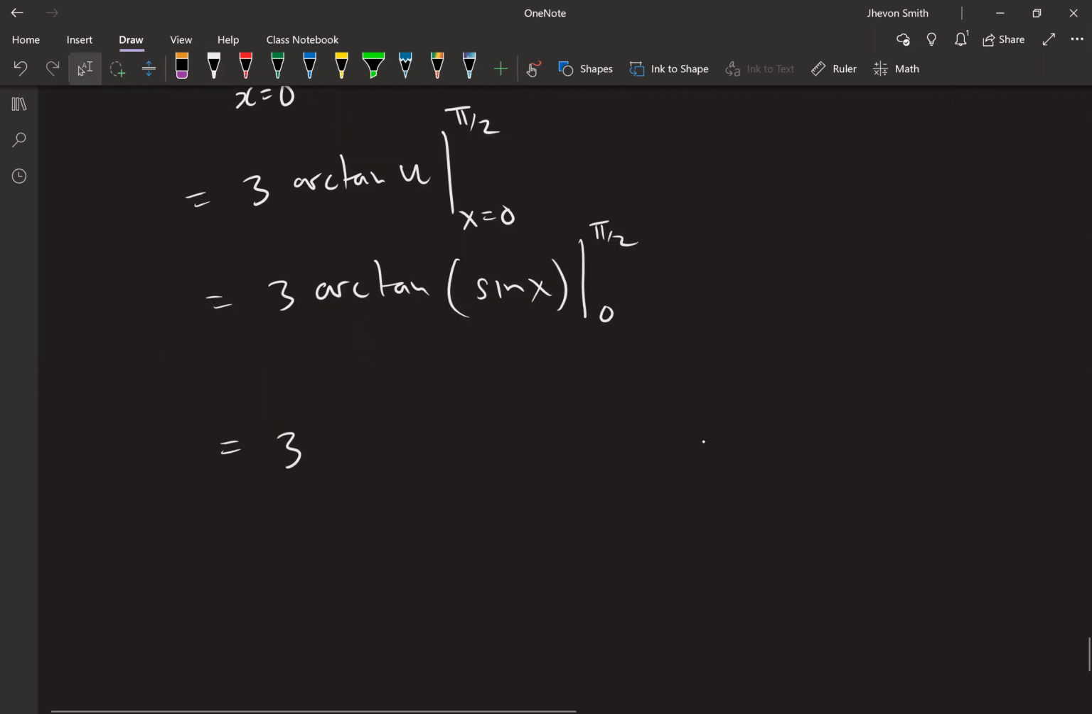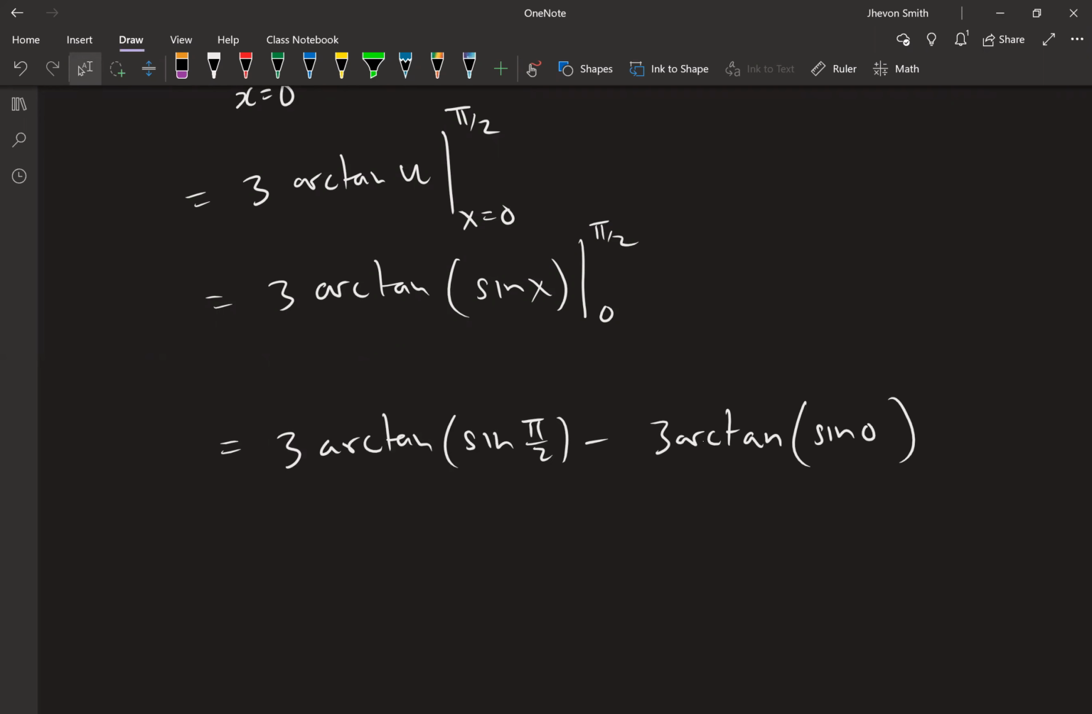Then you'd plug in the sine of pi over 2 minus 3 arctan, plug in the sine of 0. And so sine of 0 is 0, sine of pi over 2 is 1. So this whole part here goes to pi over 4, and this whole part here goes to 0, and you get the same answer as before.